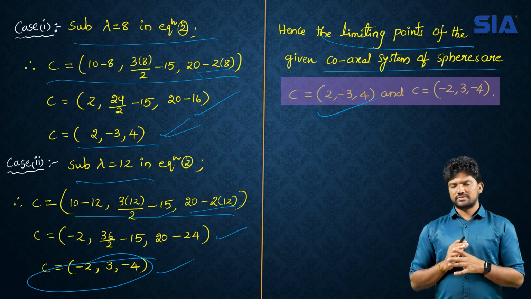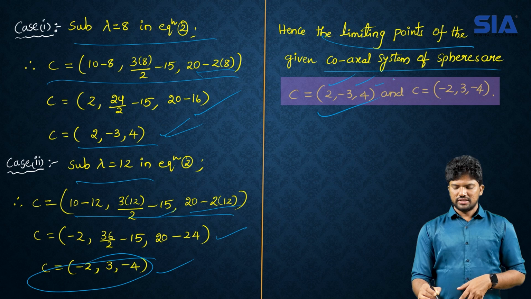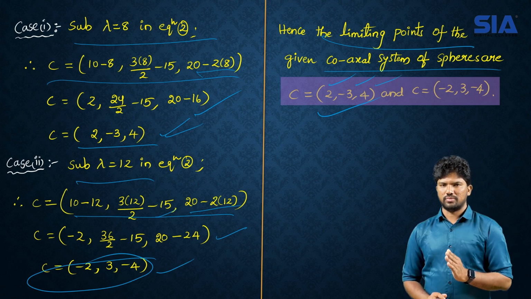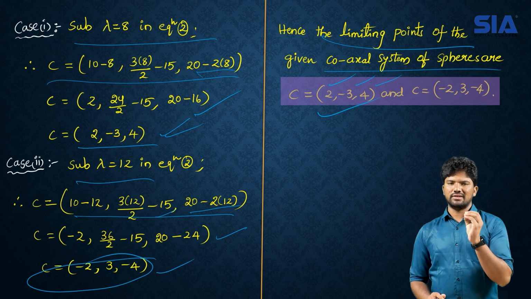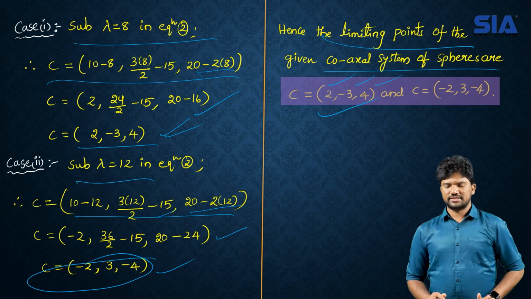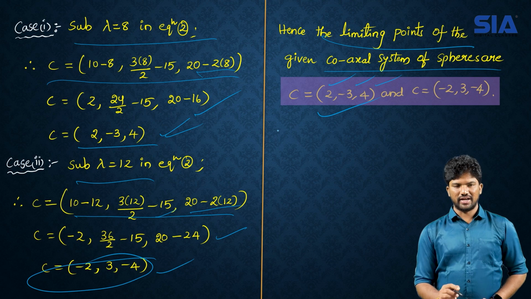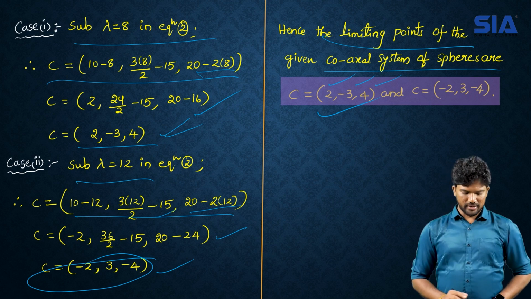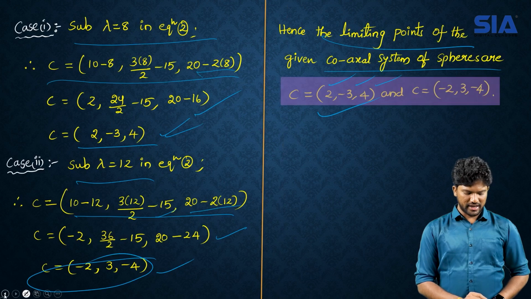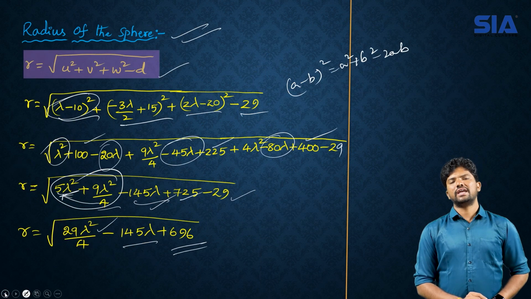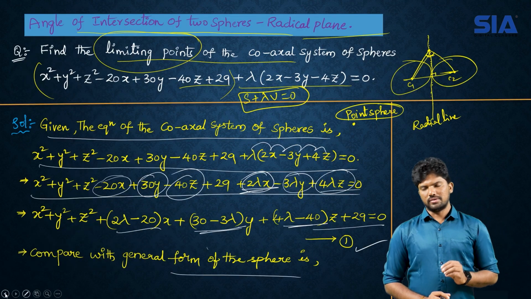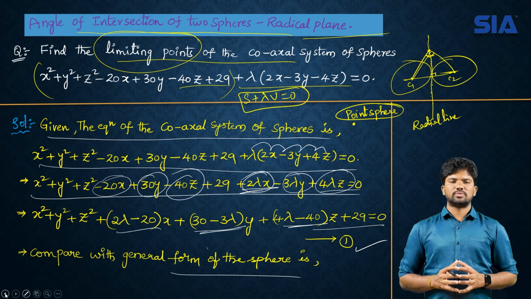Okay, the values will not change, but the sign of the values will change. 2, 3, 4 and 2, 3, 4, the three values are the same, only the sign of the values will change. Okay, so in this format we have to find the limiting points of the coaxial system, and limiting points occur whenever the radius of the given sphere is equal to 0. So in this format you have to solve the problem. Okay, I hope you understood this problem very well.